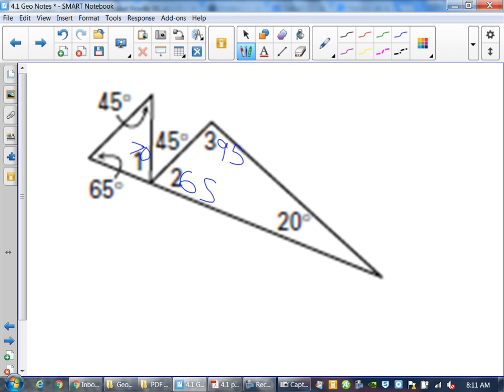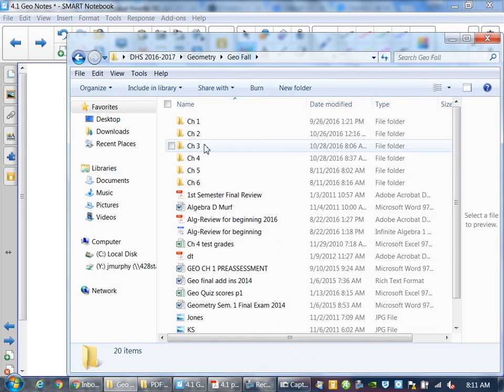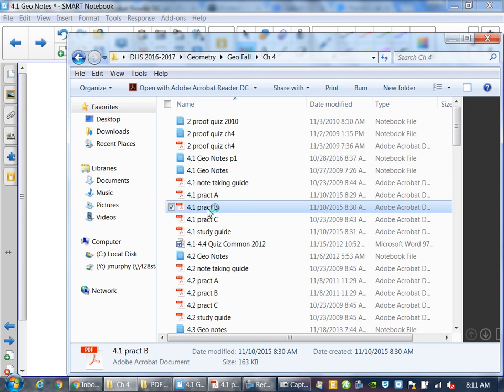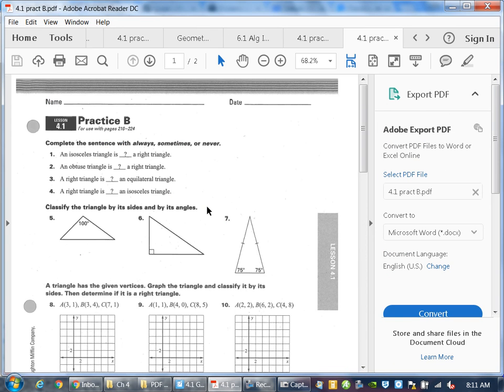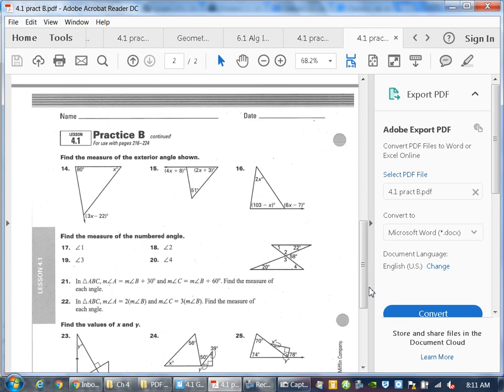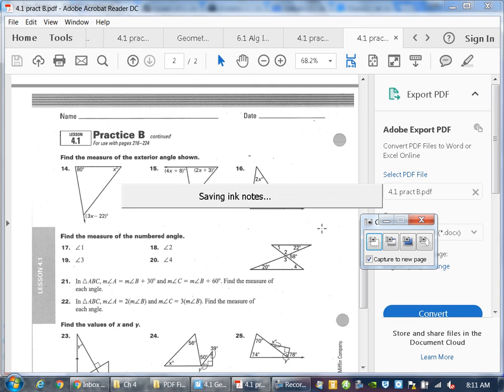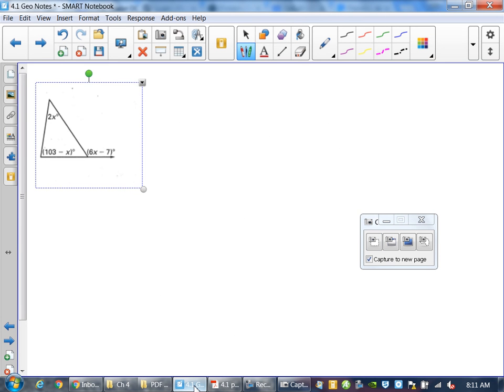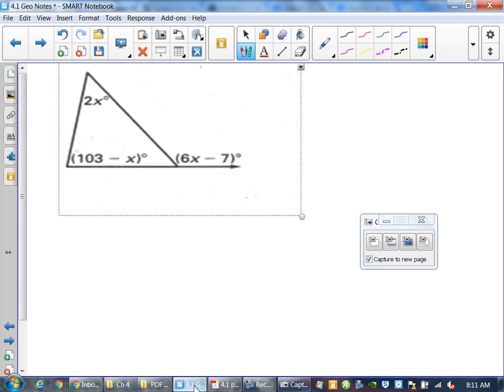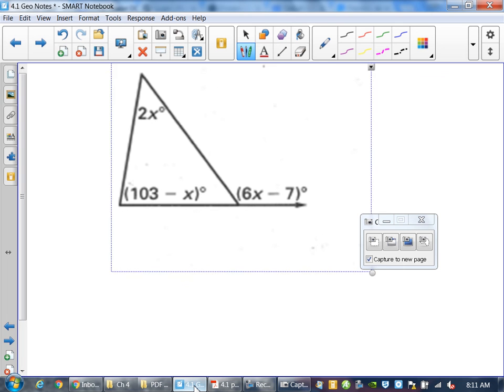I'm trying to think if there's anything else that's crazy. We'll do one more algebra one, then I'll cut you guys loose. Alright, try the algebra one again, please.